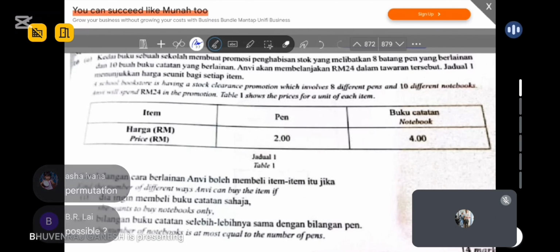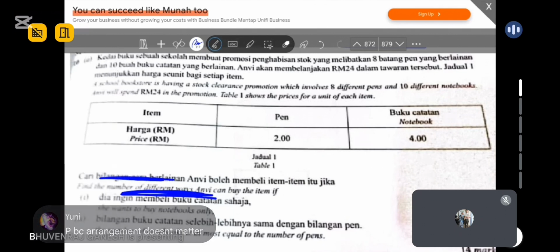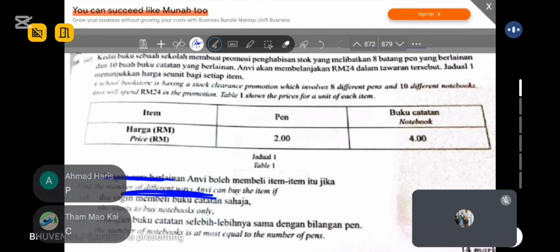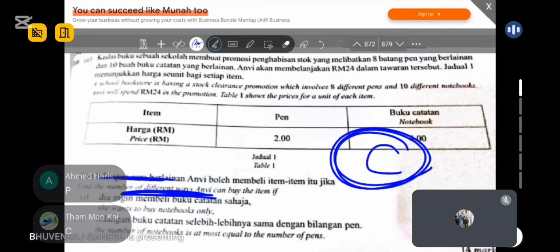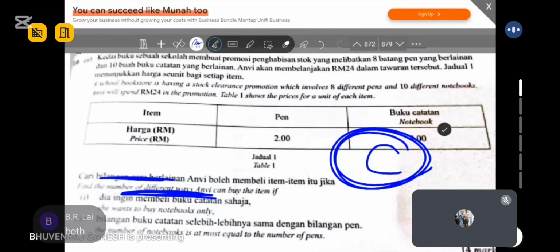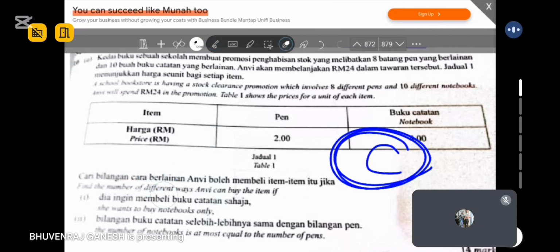Guys, see carefully, guys. Number of different way. Bilangan cara. Guys, if your arrangement doesn't matter, then it's C, you know. Kalau susunan tak penting is combination. Gabungan. Okay? Cannot be both one. Guys, the question can only test you on one thing. Soalan hanya boleh uji satu perkara, which is either combination or permutation. So this one is combination. Okay?